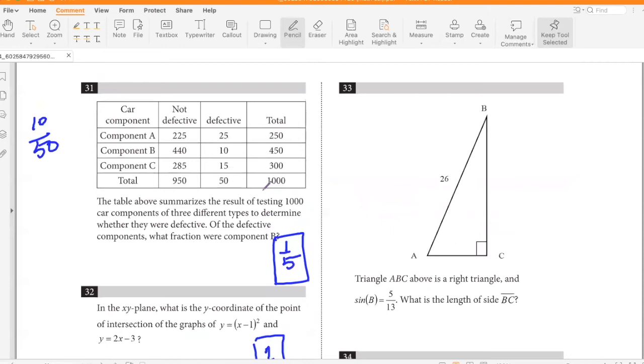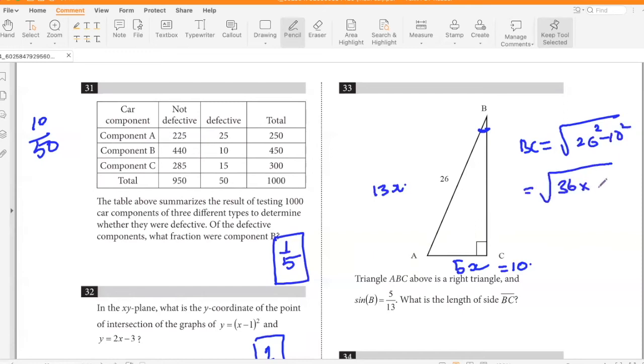Triangle ABC above is a right triangle and sine B is 5 by 13. What is the length of side BC? Okay. Sine B is 5 by 13. So that would be opposite over hypotenuse. So 5x and 13x. So 13x is 26. So x is 2. So this side is 10. So we have to find BC. So BC would be square root of 26 square minus 10 square, which is 36 times 16, which is 6 times 4. So BC is 24.